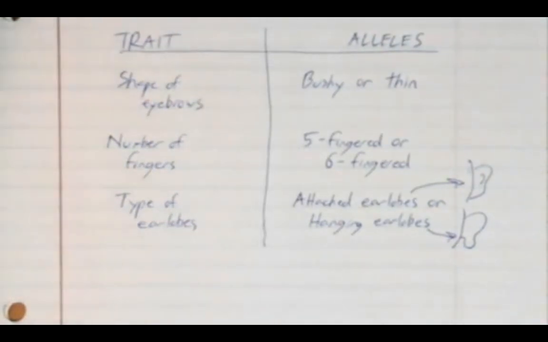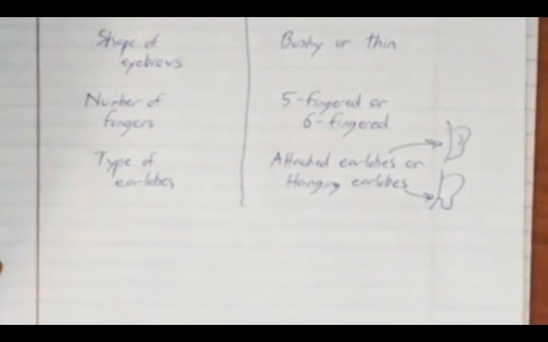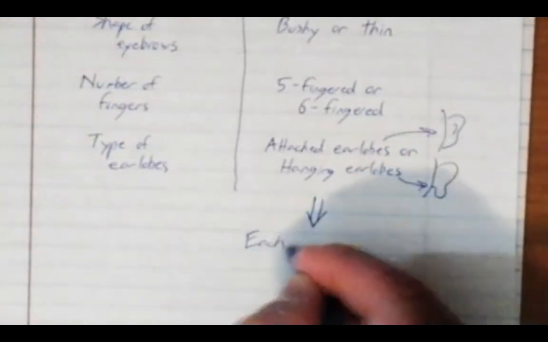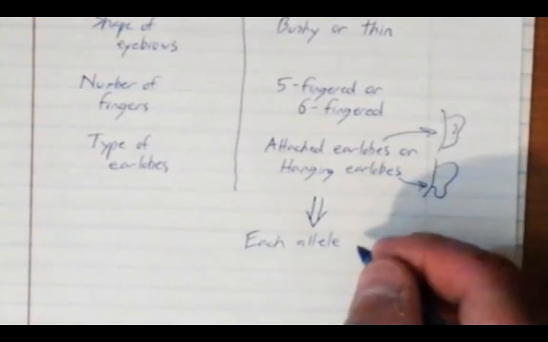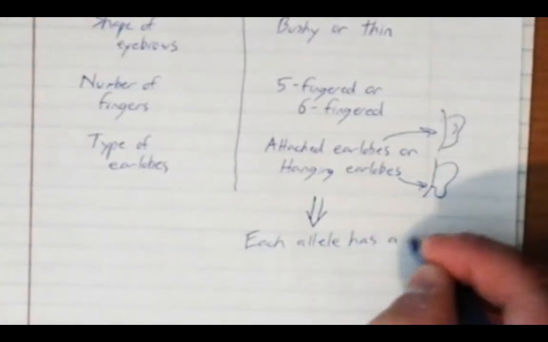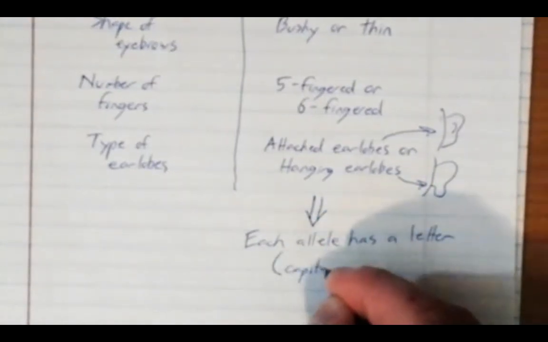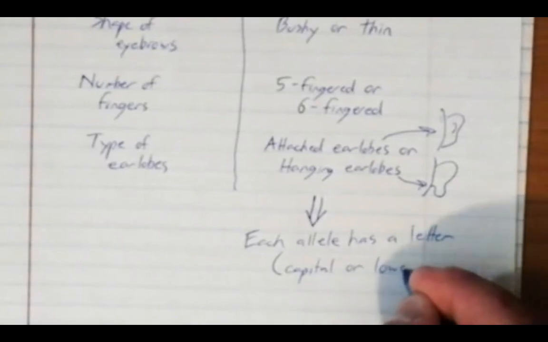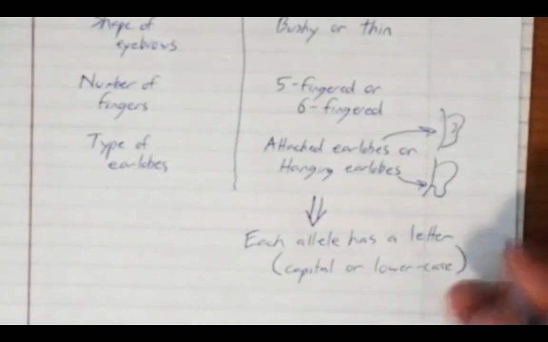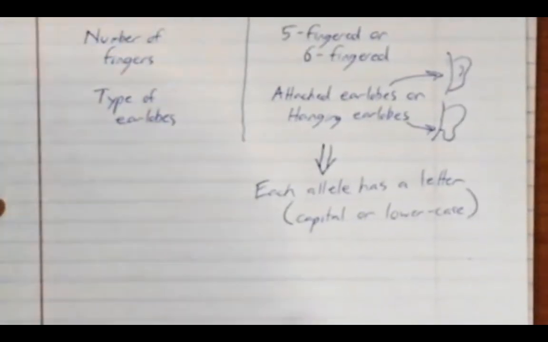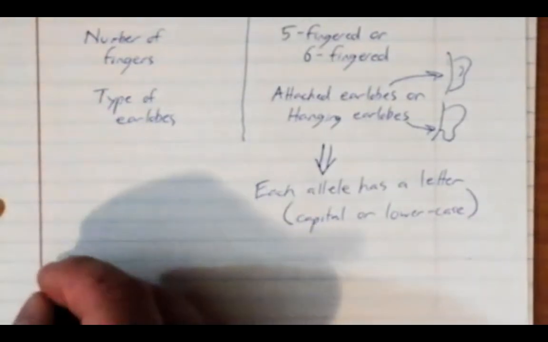Okay. And so each allele has a letter. And that letter can be a capital letter or a lowercase letter. Okay. And so you might be asking, well, first of all, what letter? Because there's a lot of letters. And then how do I know which one's going to be capital, which one's going to be lowercase? Okay, so examples usually are the best way to go.